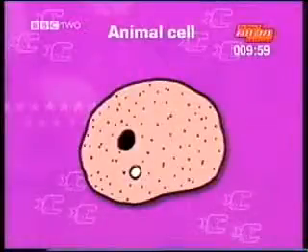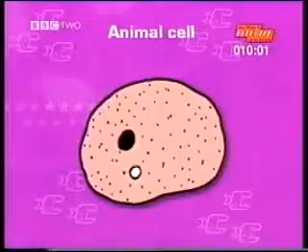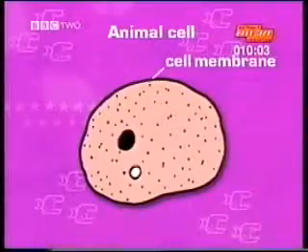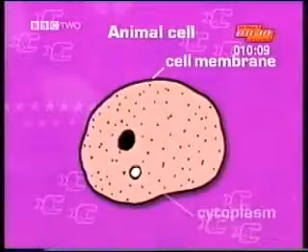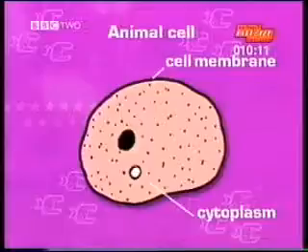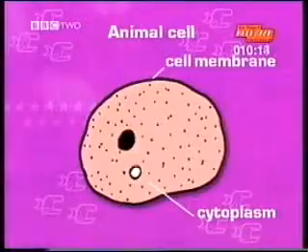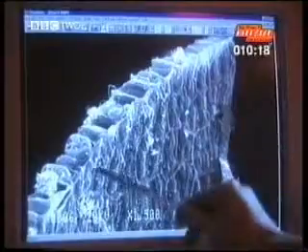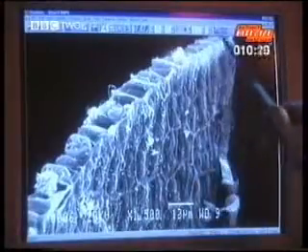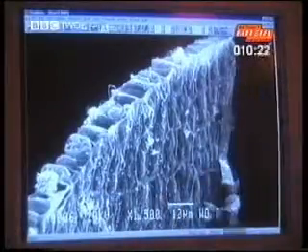So a diagram of an animal cell will look like this, and you need to label the cell membrane, which controls the movement of substances into and out of the cell. A jelly-like substance called the cytoplasm is where all the cell's activities are carried out, and the nucleus is the control centre of the cell. Plant cells also have these three structures, but they have others as well.